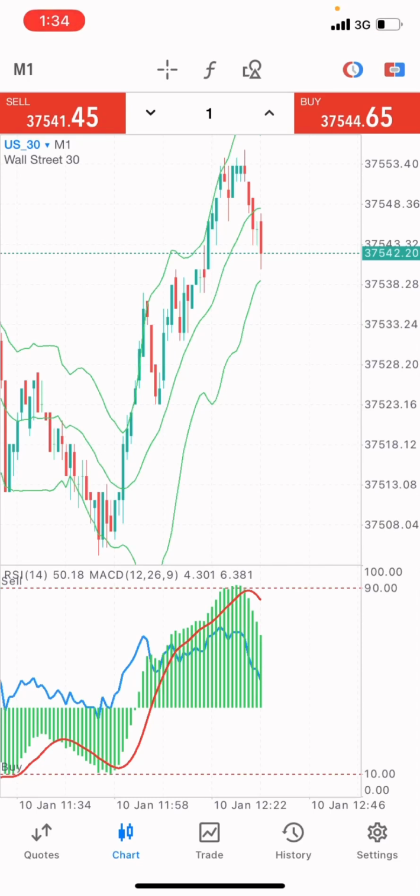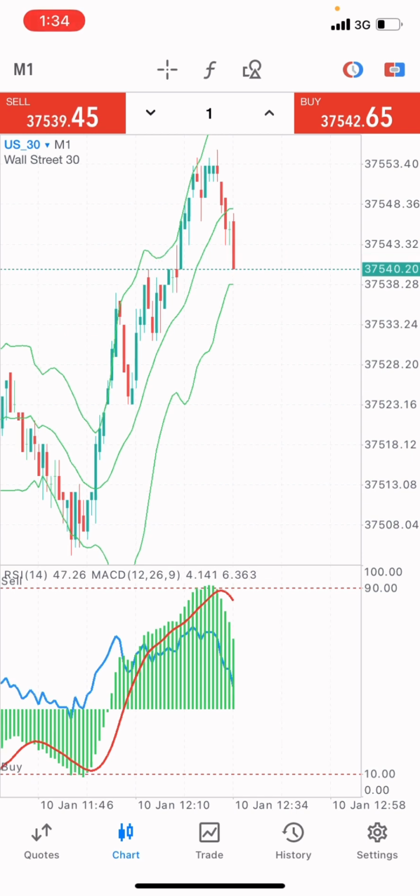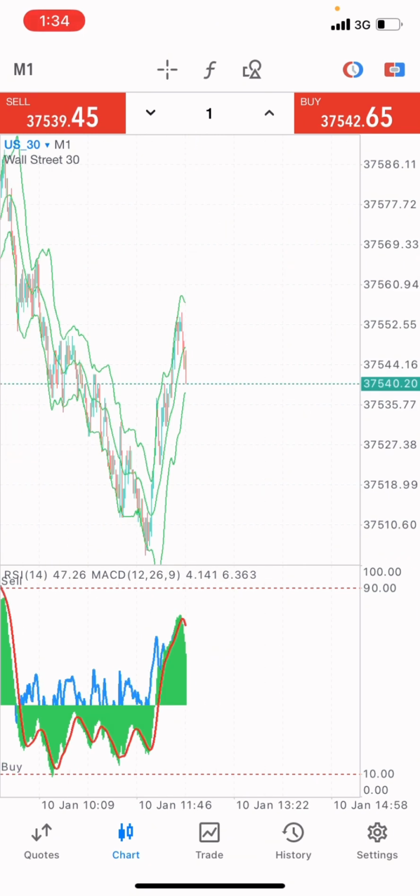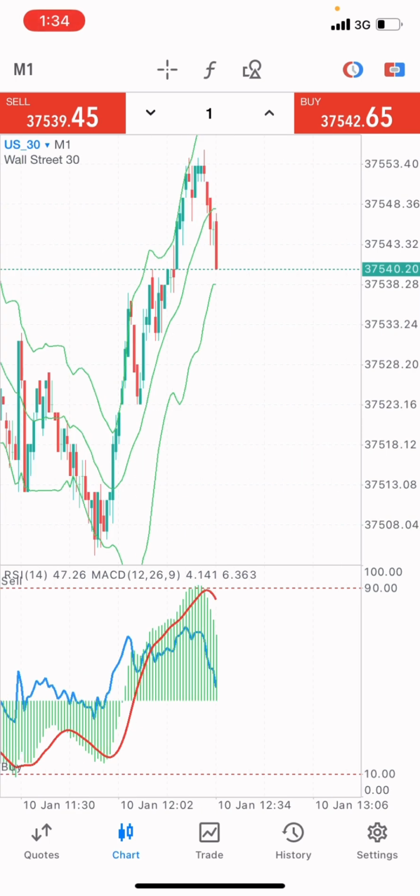Let's see how profitable I can be into this trade, trading US30. Right, so I see in a position right now that this market is selling. So what I'll do is to place a buy. Let me see if I can place a buy and make profit.